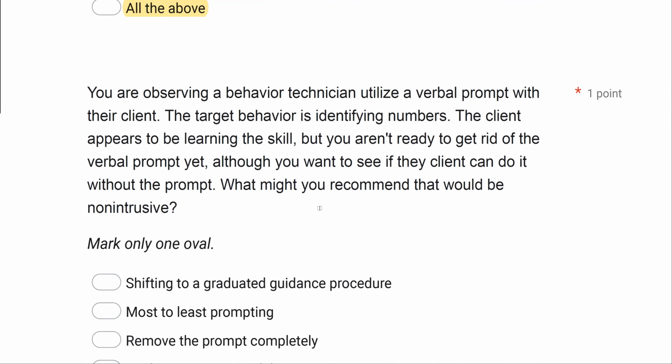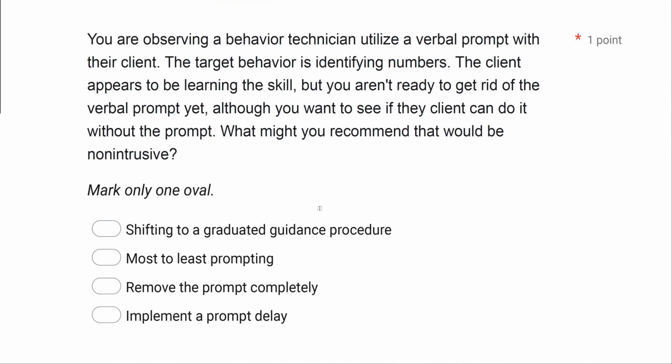You are observing a behavior technician utilize a verbal prompt with their client. Target behavior is identifying numbers. The client appears to be learning the skill, but you aren't ready to get rid of the verbal prompt yet, although you want to see if the client can do it without the prompt. What might you recommend that would be non-intrusive? We're looking for something that would be non-intrusive.